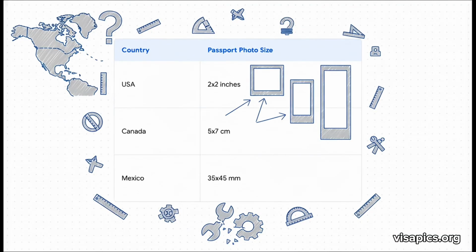Okay, get this. The USA, Canada, and Mexico, they're all neighbors, right? They share thousands of miles of border. But can they agree on the size of a passport photo? No way. The US is sticking with its 2x2 inches. Canada, they go for a much bigger, 5x7 centimeters. And Mexico, they use a totally different metric size, 35 by 45 millimeters. Inches, centimeters, millimeters, 3 neighbors, 3 completely different systems. This right here is the heart of the problem. There is no universal standard at all.